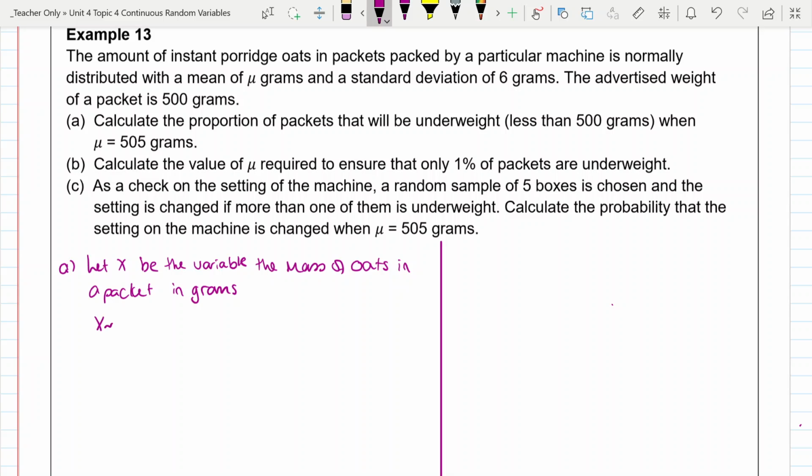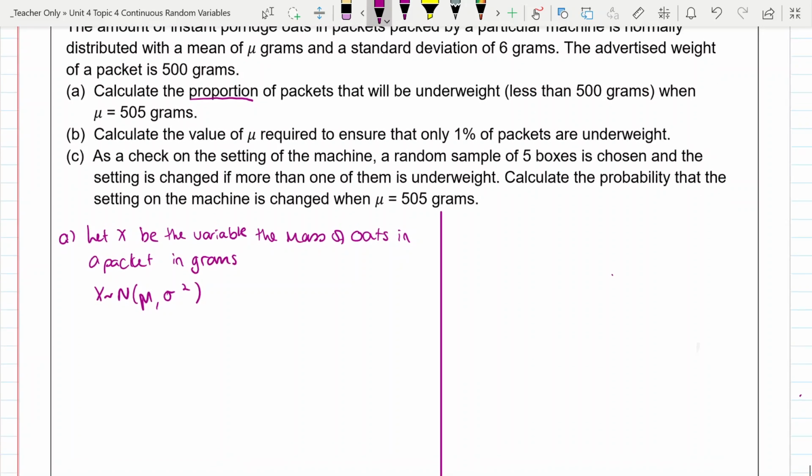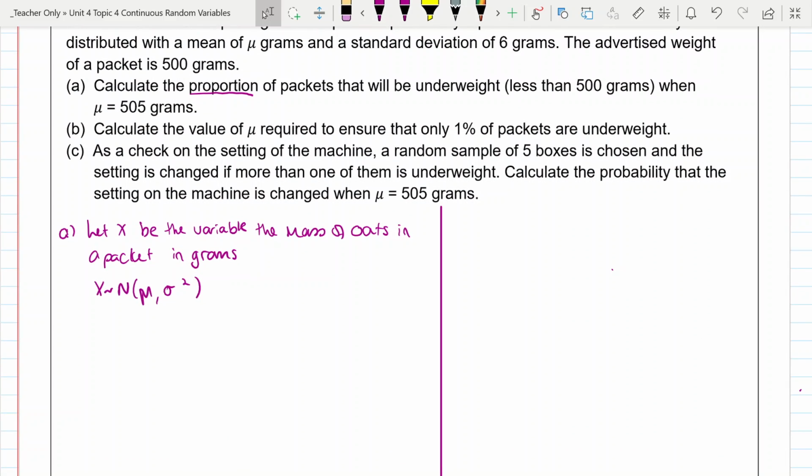Alright, now they've told us this thing is normally distributed, so we know mu and sigma squared, and they have then said in A, calculate the proportion of packets. Proportion, when we're talking about proportion, we're looking at percentages, okay? That would be underweight, so less than 500 grams, when mu is 505 grams. So for this part of the question, they're telling us that x is normally distributed in 505, and they told us we have a standard deviation of 6.